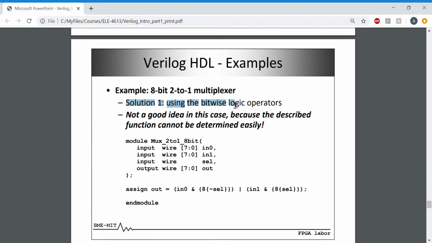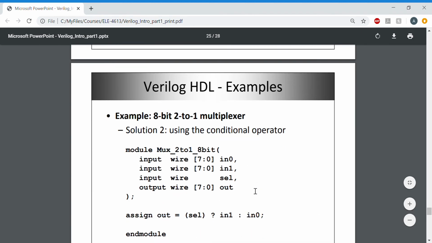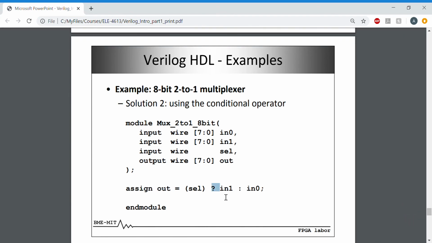So this is using the bitwise operator. This is not a good idea because the described function cannot be determined easily. You cannot read it and say this is a mux easily. We'll show you a different technique. A simpler technique is to use the conditional operator. The interface is the same. So out is sel: if sel is 1, then in1, if sel is 0, then in0. That's much simpler, and it is a natural description of a mux.